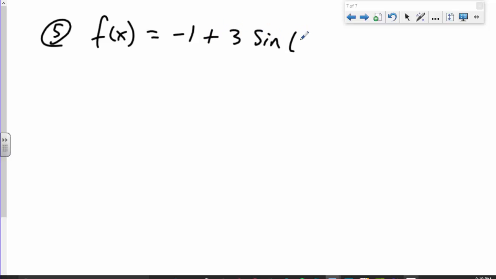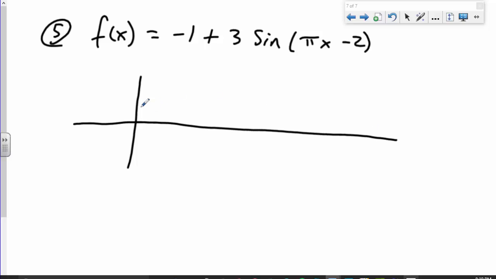Okay, this is number 5. This test question, this review question, I will not put on your test because you really need a calculator to figure this out because of this little pi x business that I put inside your sine function. So let's take a look at it anyway, just for the sake of argument, to give you an idea what's going to happen here. And let's graph.